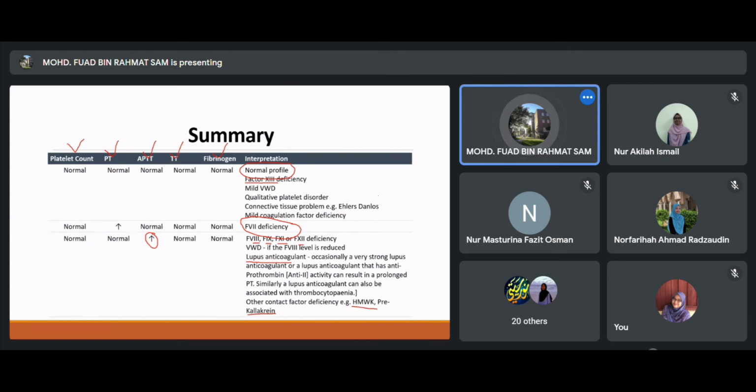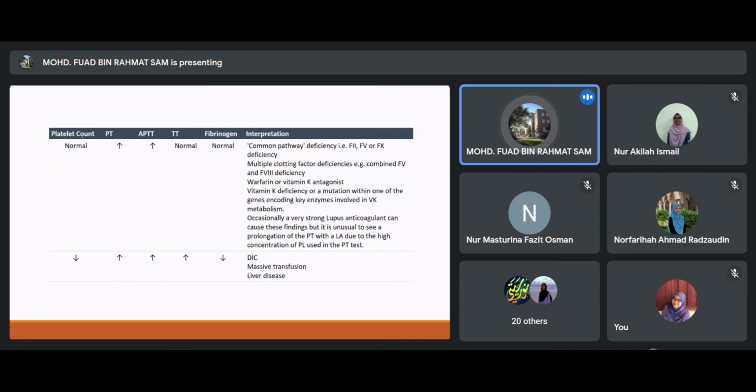Okay, kalau semua normal tapi APTT yang masalah, right? Samalah juga dengan if the platelet count is normal, the PT is high, the APTT is high, but the TT is normal, the fibrinogen normal. So the interpretation will be the common pathway is maybe the deficiency of factor number 2, number 5 or number 10. Maybe the multiple clotting factor deficiency, maybe involvement of warfarin or vitamin K antagonist, maybe because of vitamin K deficiency, maybe because of very strong lupus anticoagulant.